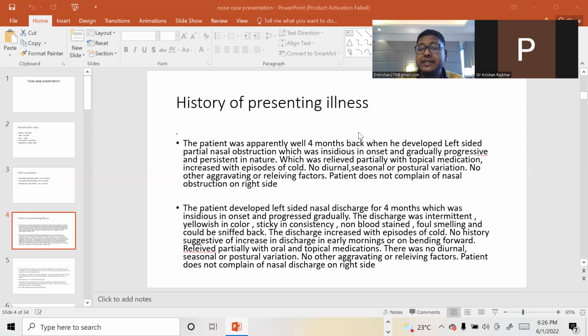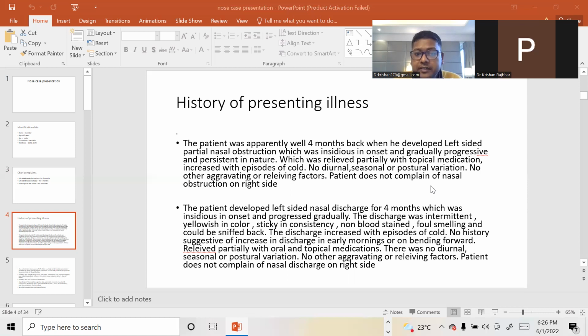Gradually progressive and persistent in nature, which was relieved partially on topical medications. Generally, the patient used xylometazoline drops or a steroidal spray. Increased with episodes of cold, no diurnal variation or postural variations, no other aggravating or relieving factors. Patient doesn't complain of nasal obstruction on the right side.